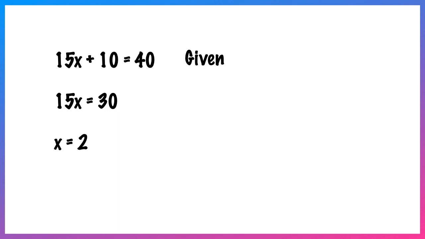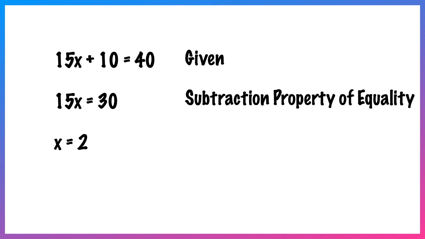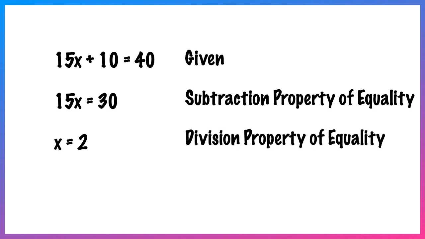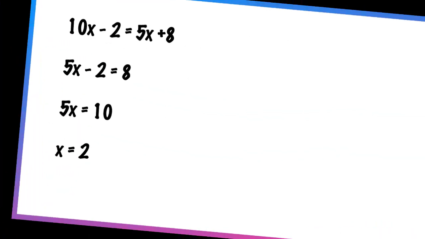So notice that on the left side, that plus 10 is no longer there. So they have subtracted 10 from both sides. So this is the subtraction property of equality. So then we have to figure out what they did to 15x equals 30 to turn it into x equals 2. They've divided both sides by 15. So this is the division property of equality. Let's look at another example.